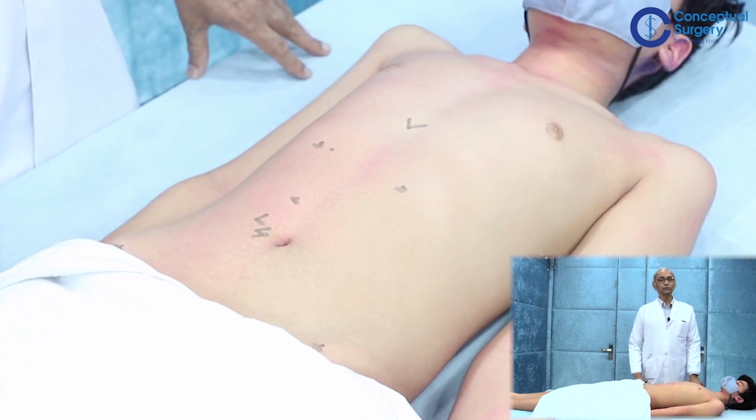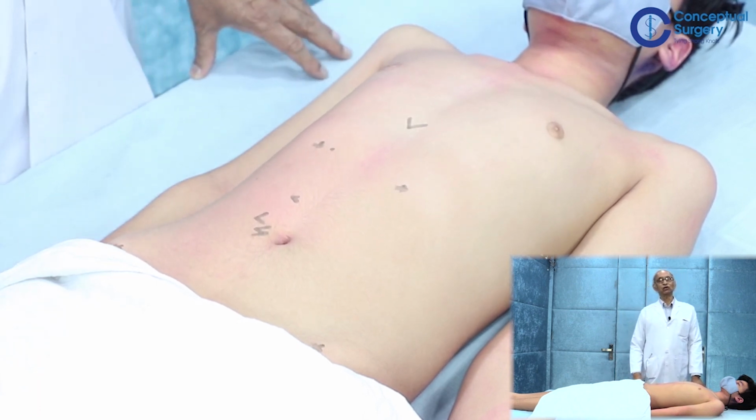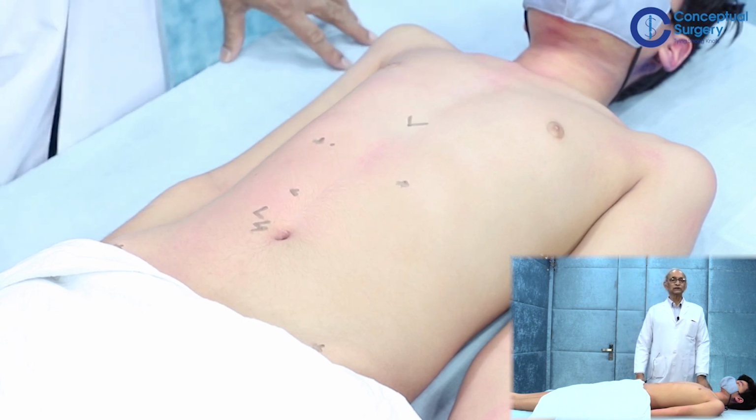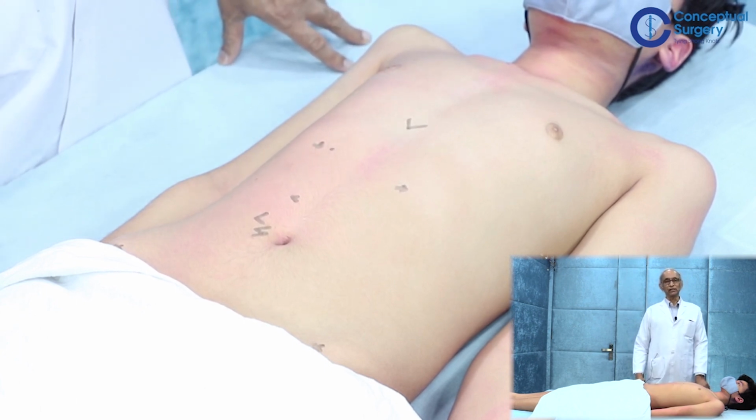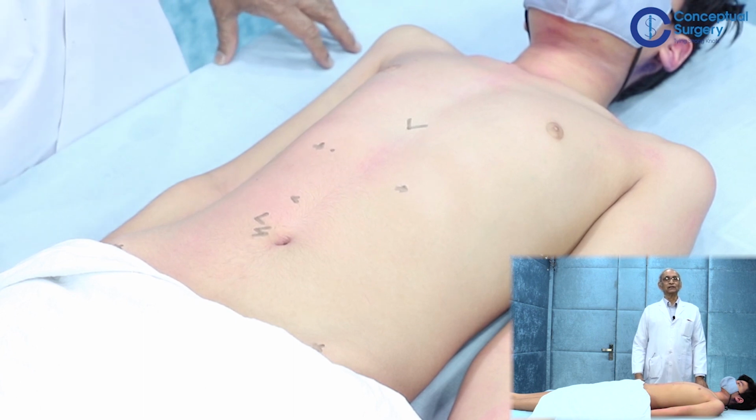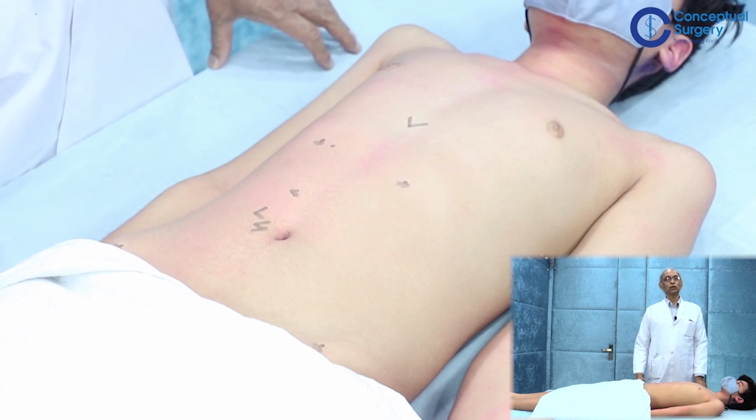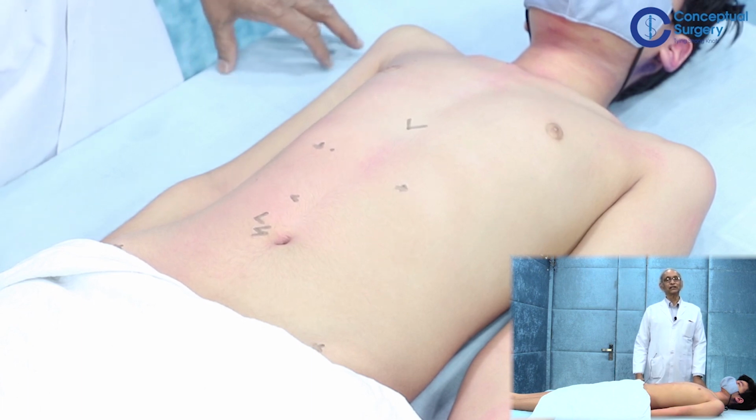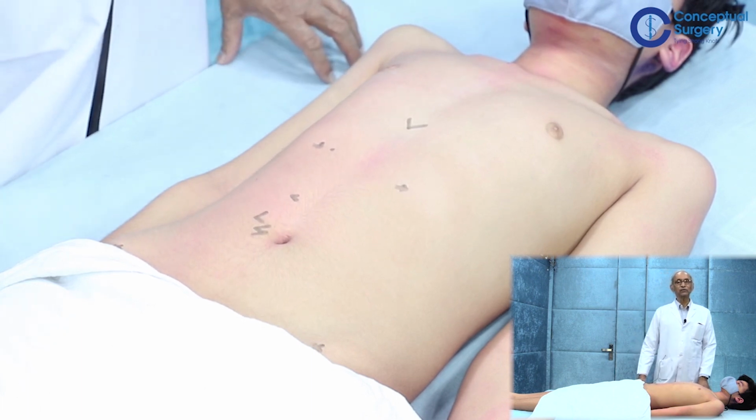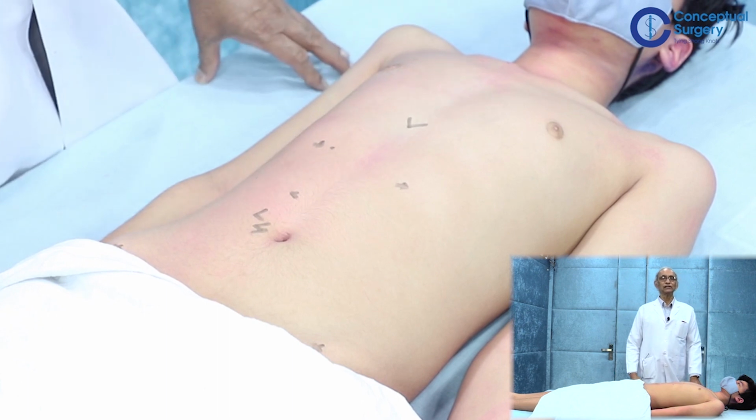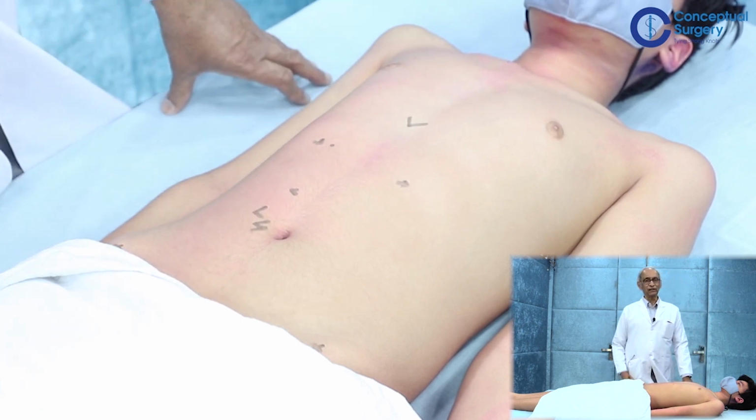It may not be possible to describe the entire investigative armamentarium simply because the investigations will vary from case to case. Some general investigations will of course be there, but by and large the investigation might be case specific. So therefore we will look at historical points and we will look at the physical examination.